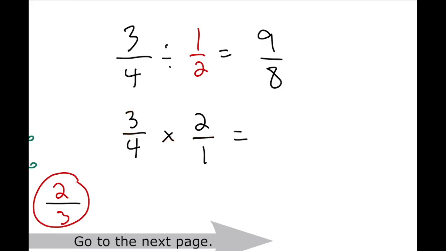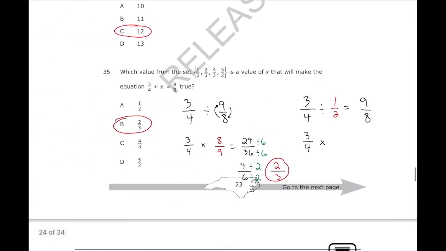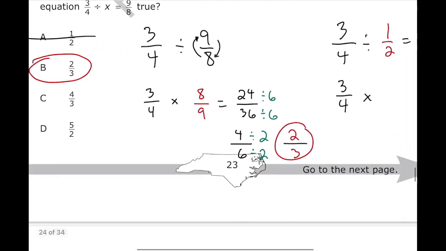3 times 2 is 6. 4 times 1 is 4. That does not equal 9/8. So you would say A doesn't work, and you would try a different answer choice. Now we know B works, so let's look at C. Let's try 4/3.